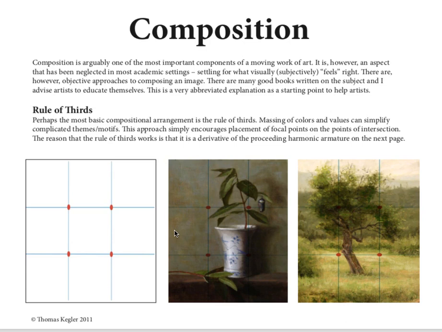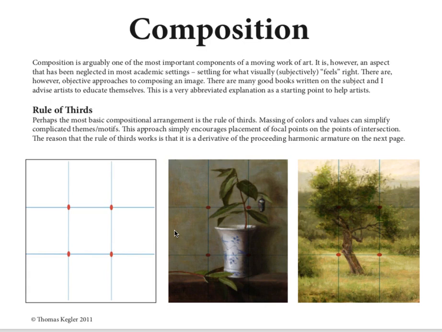So what Thomas Keglar is talking about in these guides, he talks about the rule of thirds, but he also talks about that composing is not subjective. It's not about what you feel or how you feel things should be arranged. It's a way to organize your painting, the elements in your painting, in a way that makes visual sense depending on the size of the canvas that you choose for your painting.